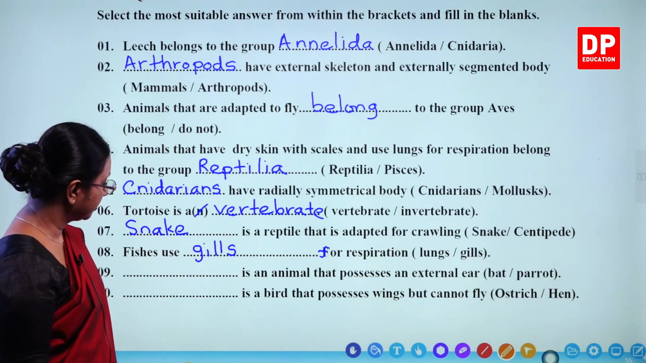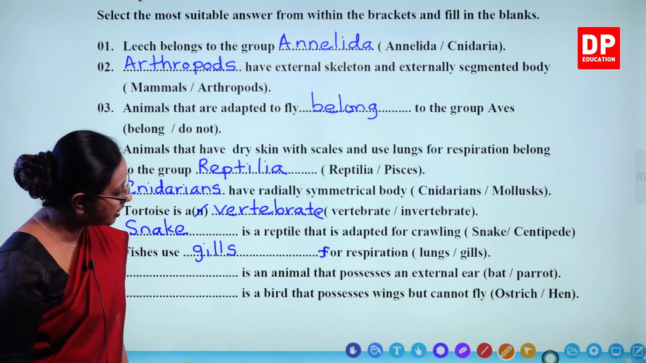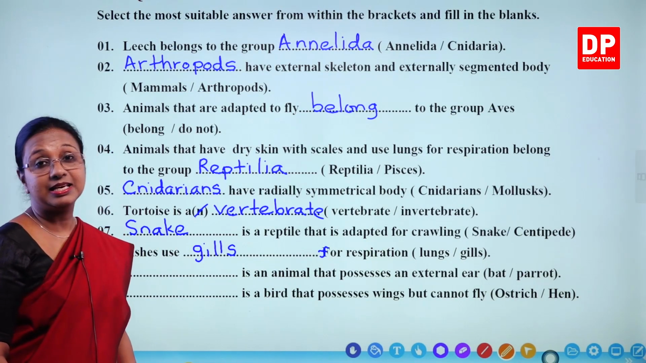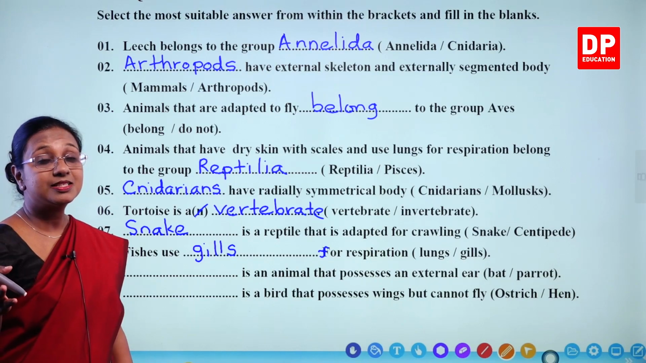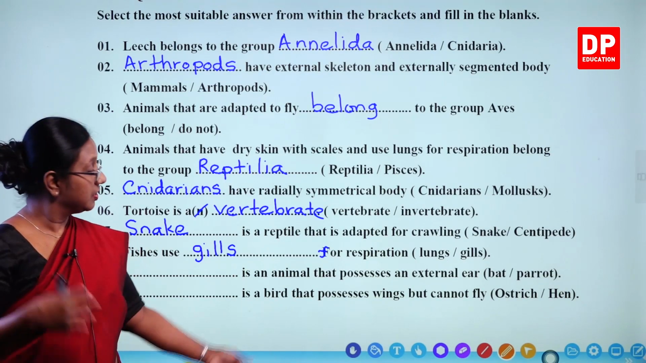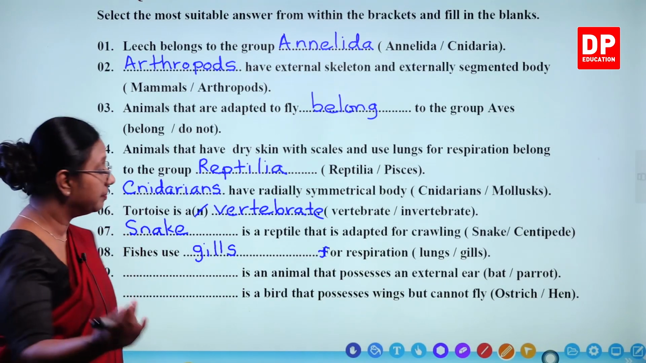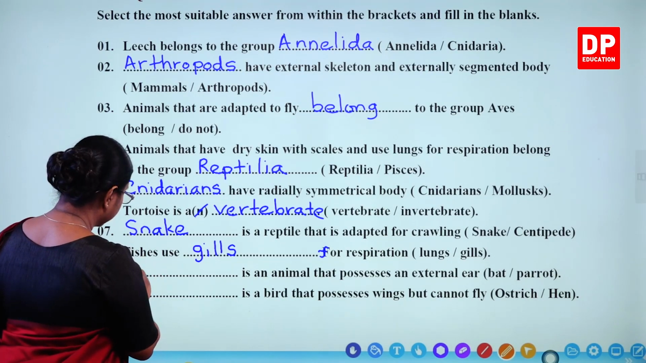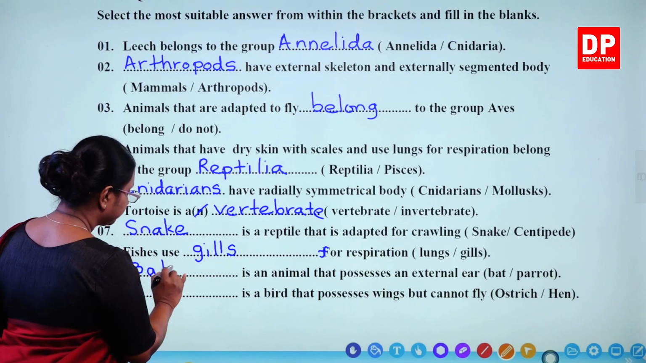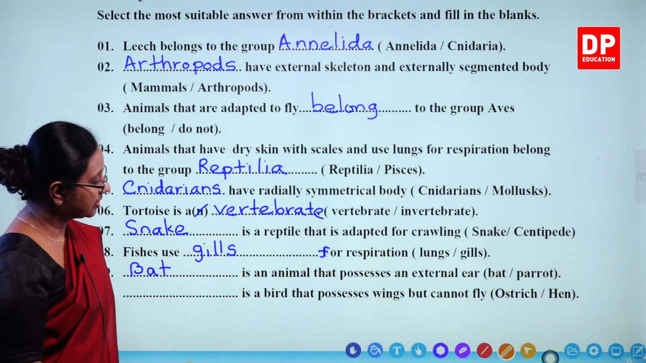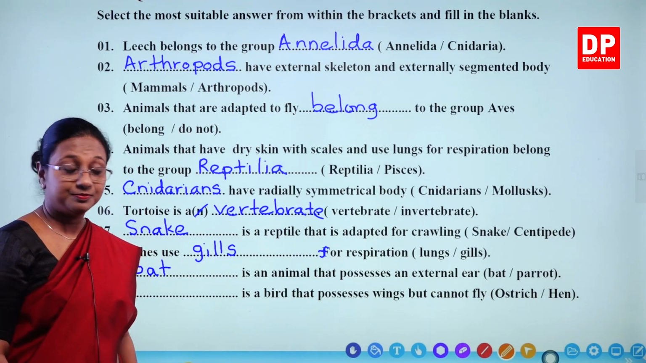Then the next one is an animal that possesses an external ear. External ear is a special feature of mammals. So, bat, parrot. Bat is a mammal, parrot is a bird. So, bat is an animal that possesses an external ear.